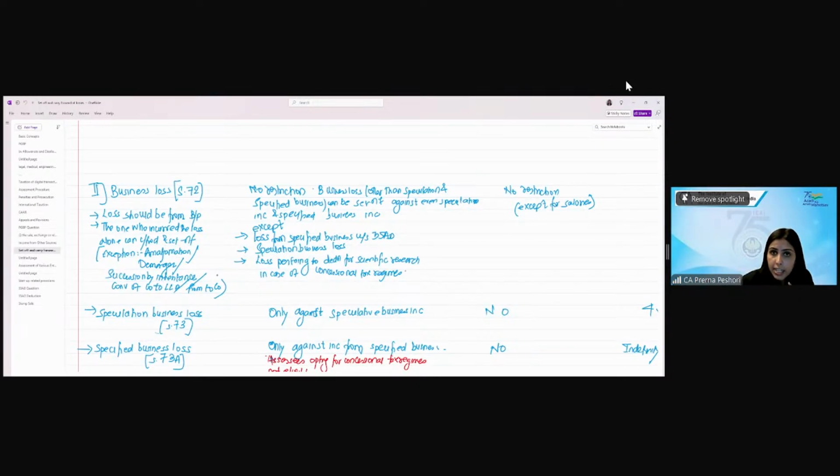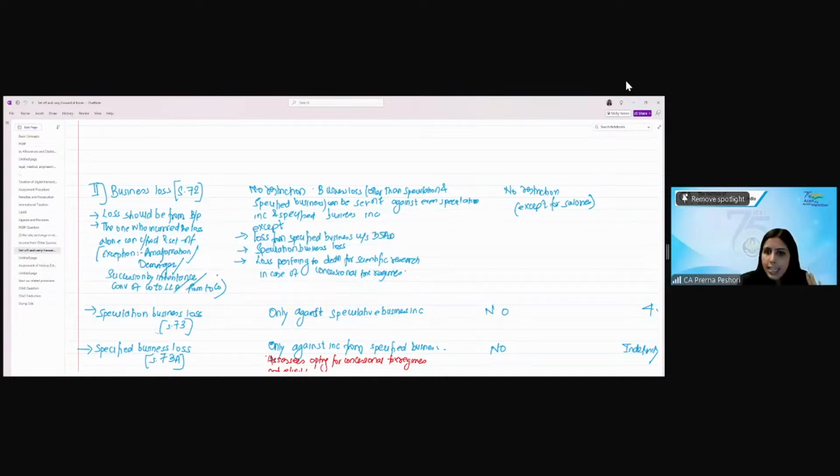The inter-source set off, no restriction. Normal business loss can be set off against the speculation income, can be set off against the specified business income. Loss from specified business cannot be set off against normal. Normal loss can be set off against the specified business.